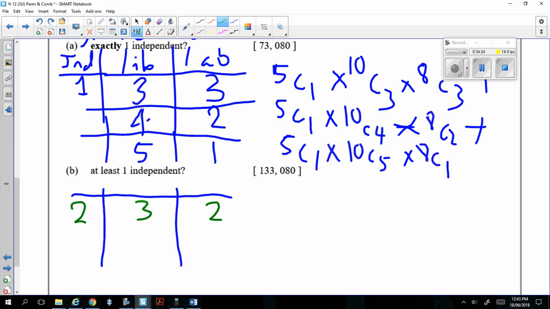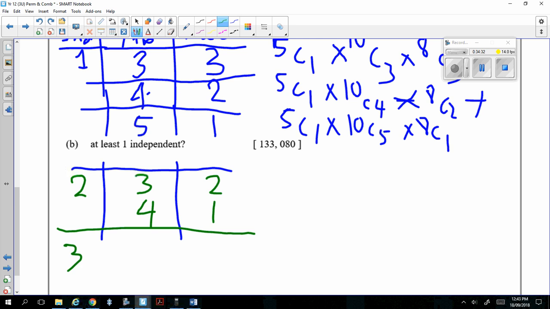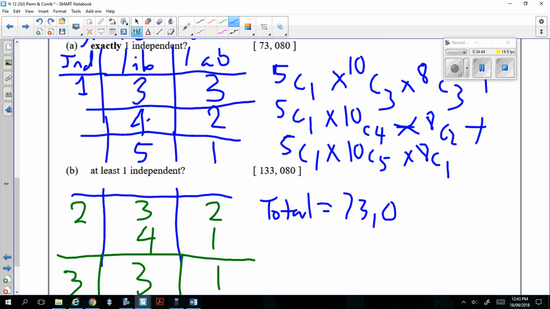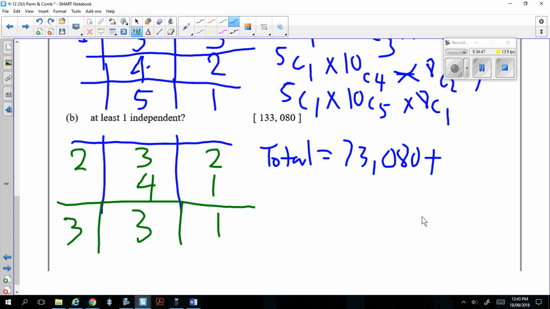So the total number of ways will be the answer from the previous part, which is 73,080, plus these 2, which is 5C2 times 10C3 times 8C2, plus 5C2 times 10C4 times 8C1, plus 5C3 times 10C3 times 8C1. And you should get this thing.